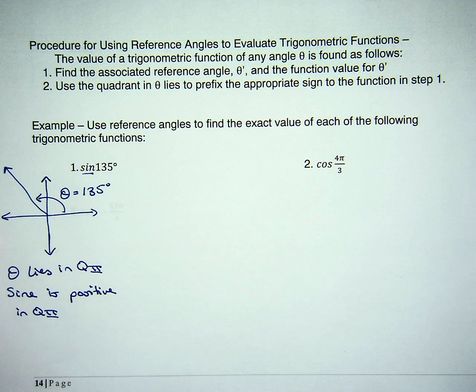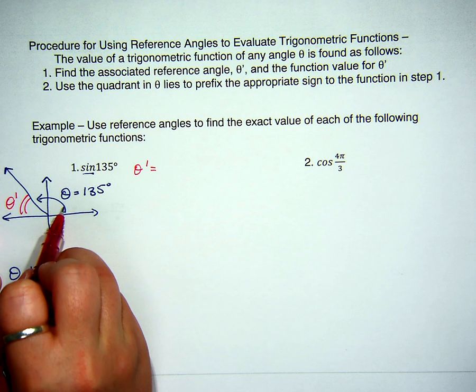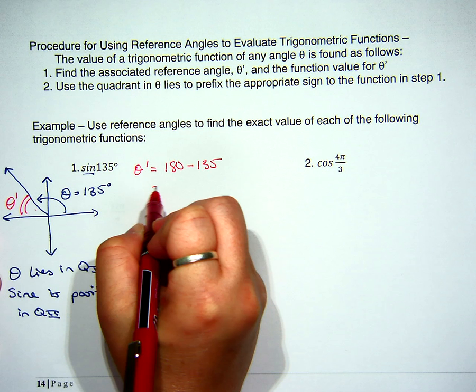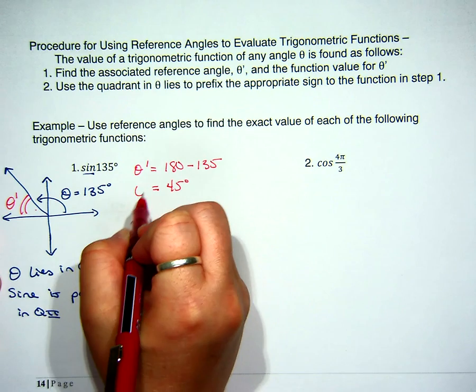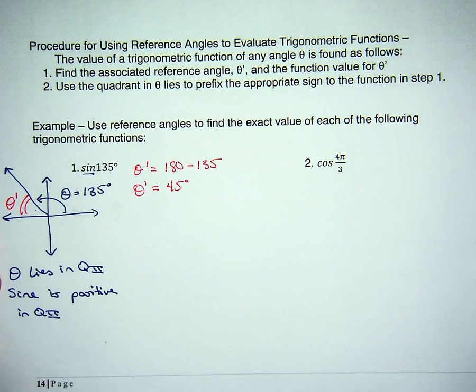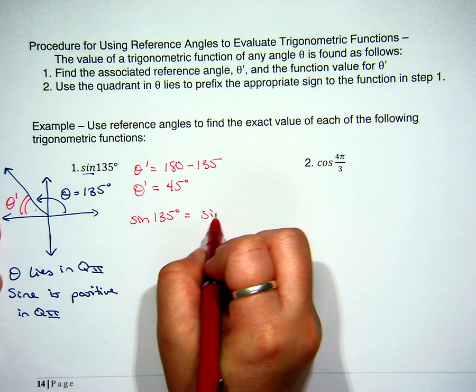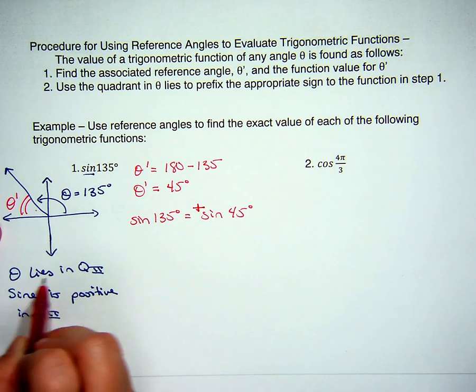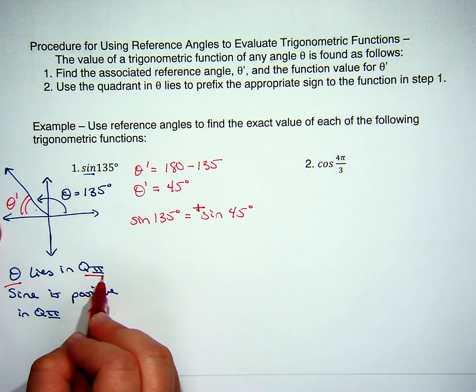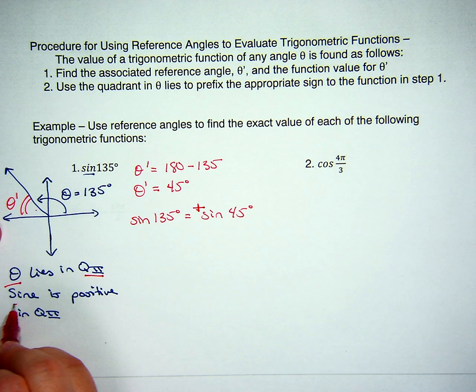In order to find that, theta and theta prime close up a half rotation. So I'll take 180, subtract off my theta, and I'll get 45 degrees. So theta prime is 45 degrees. So this says that sine of 135 degrees is equal to positive sine of 45 degrees. Why positive? Because we just said that the original theta is in quadrant 2 and my function is positive in quadrant 2.